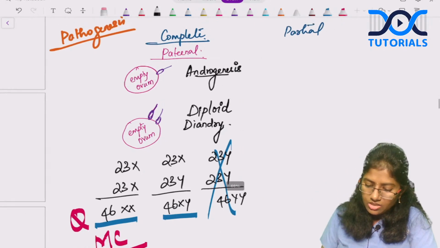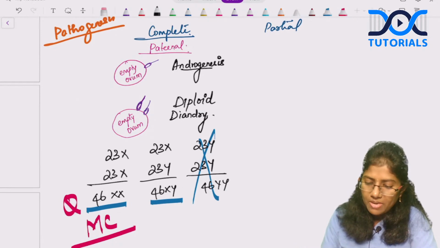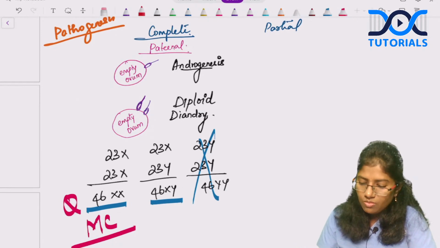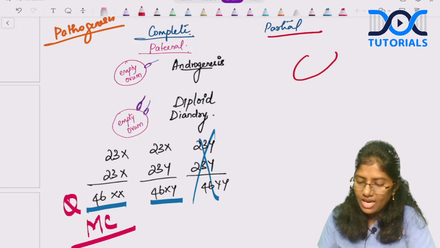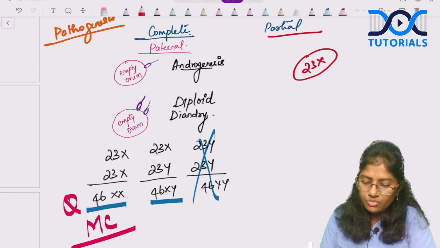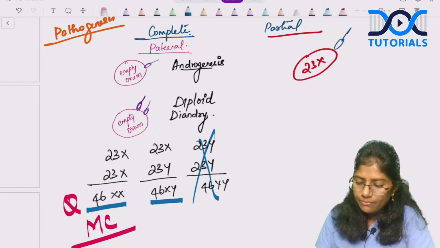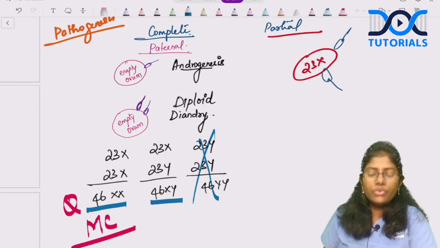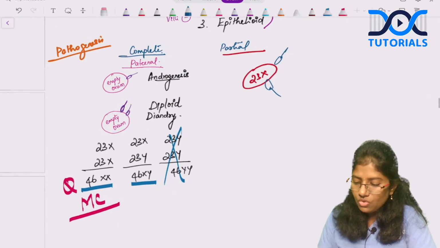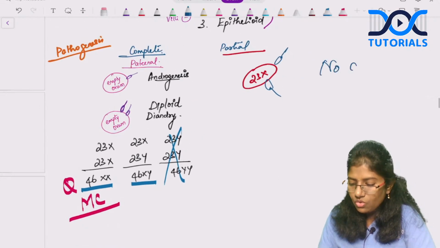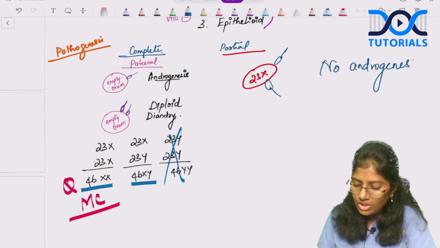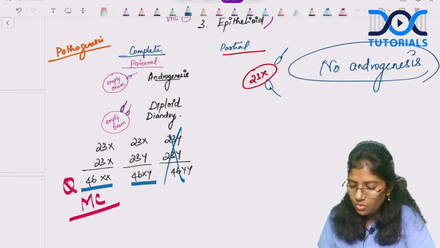In contrast to this, we have partial mole. What happens in partial mole? The ovum is not empty. The ovum has 23X chromosomes, to which two sperms fuse. So here there is no androgenesis. What is seen is only diandry.